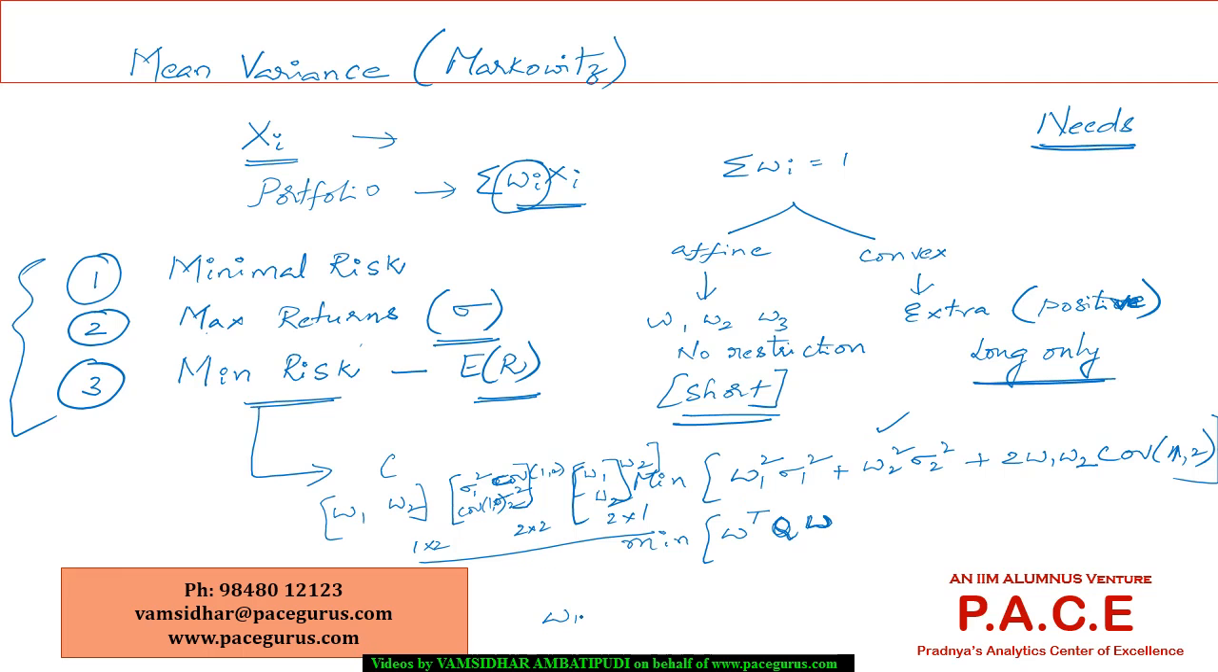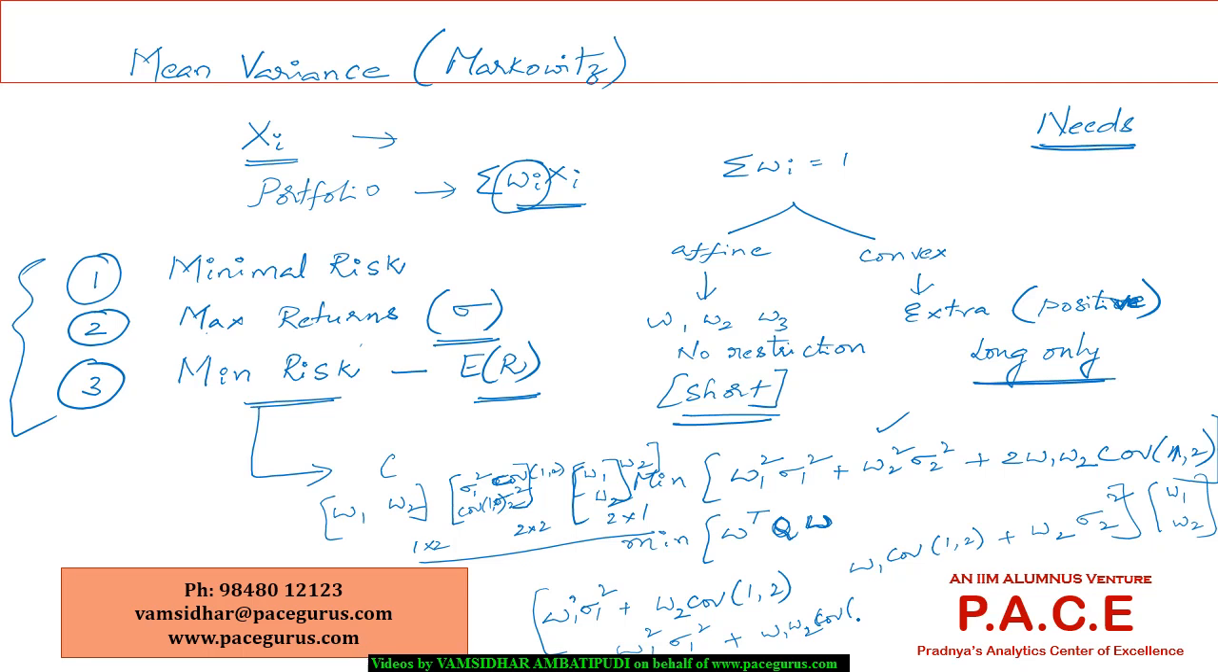Look at this. So W1 sigma 1 squared plus W2 covariance between 1 and 2. And this one is W1 covariance between 1 and 2 plus W2 sigma 2 squared. And this I am multiplying with W1, W2. So if you look at it, it's exactly W1 squared sigma 1 squared plus W1 W2 covariance 1 and 2. Again, this comes out as plus W1 W2 covariance 1, 2 plus W2 squared sigma 2 squared. So overall this is what is coming up. Which means in general, I can write it as minimization of the weights transpose multiplied by the covariance matrix multiplied by the weights. So this is what I wanted to minimize.